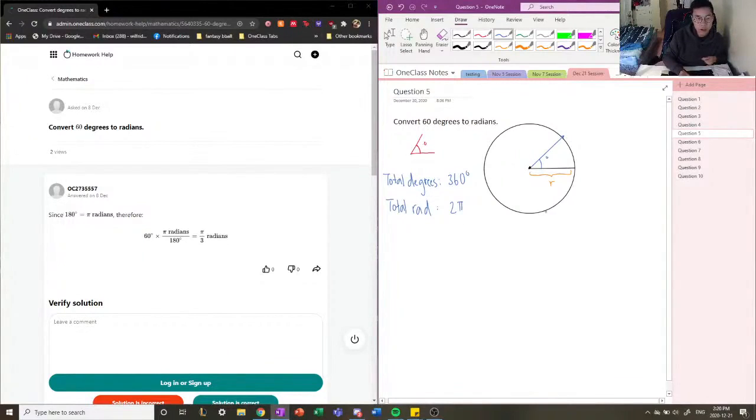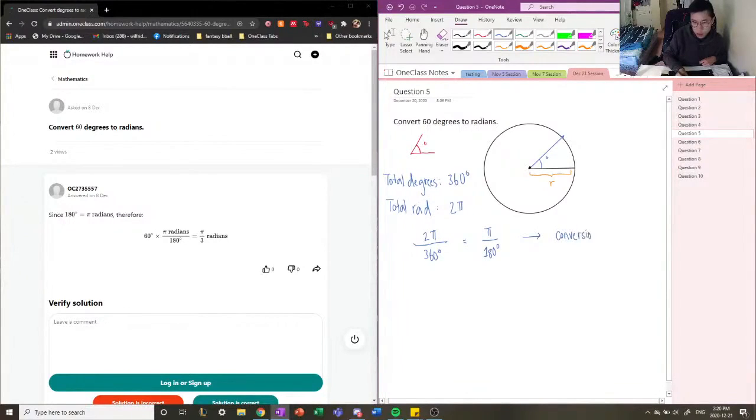Okay, so to convert between degrees and radians, we need a conversion factor. The conversion factor for degrees to radians, or radians to degrees, is this. How many degrees are in a circle? We have 360. And how many radians do we have in a circle? We have 2 pi radians, okay? And if we were to simplify this, we get pi over 180. And this is what we call our conversion factor, okay?